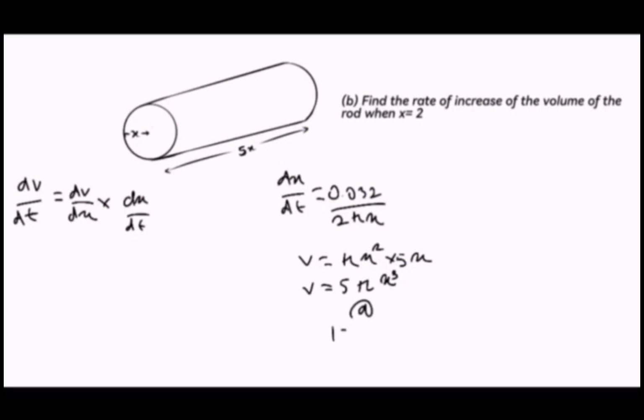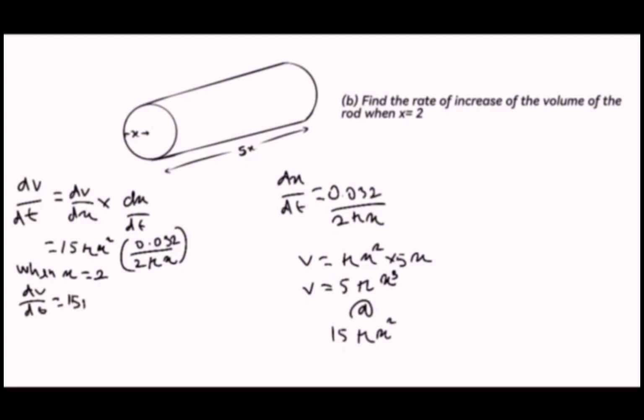So we can turn it into 15 pi x squared. The next step is 15 pi x squared times 0.032 per 2 pi x, when x equals 2. dV per dt equals 15 pi in bracket 2 squared, times 0.032 per 2 pi times 2. So the final answer is 0.48 centimeters cubed second negative 1. That's all. Thank you.